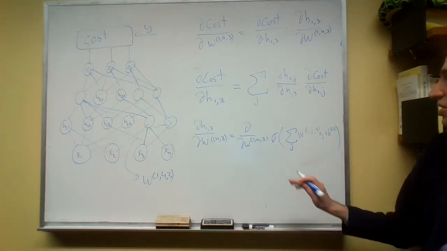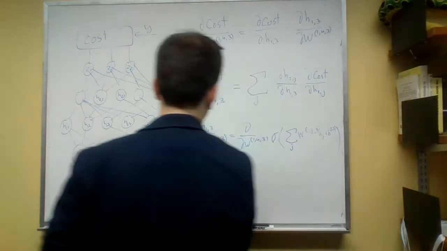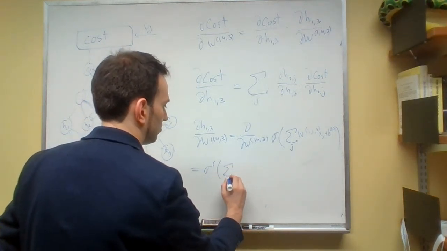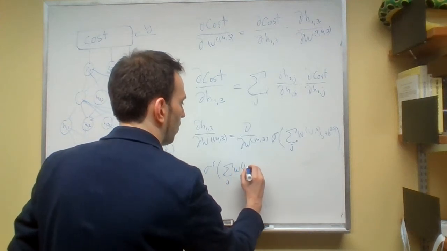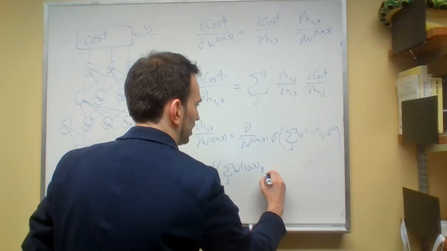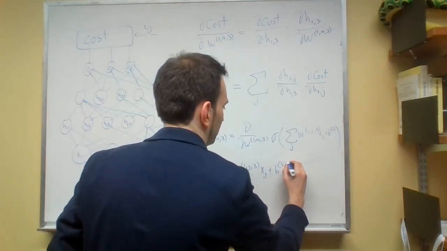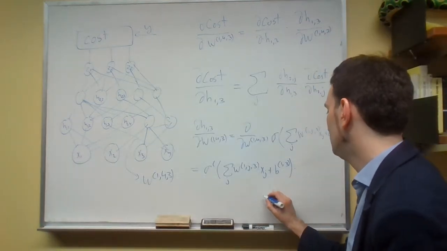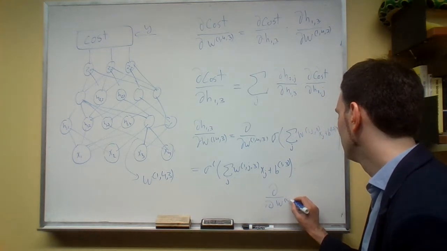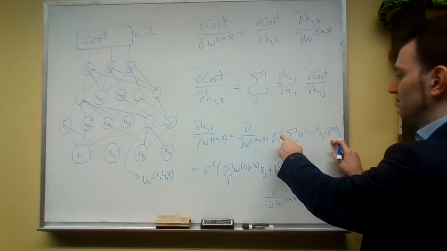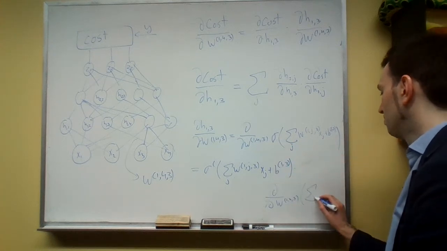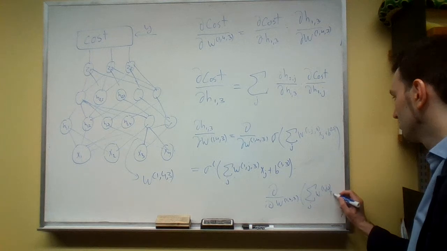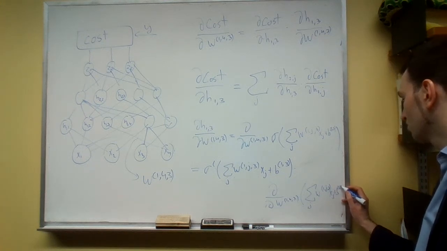Great. So what's that? Well, this would be sigma prime of the same thing, of the sum over j of w1j3 xj plus b13, times d by dw143 of the stuff inside here, of this sum. So that's going to be like that.